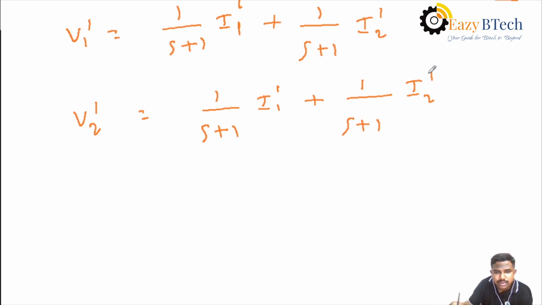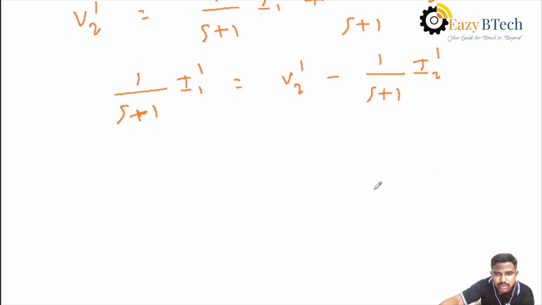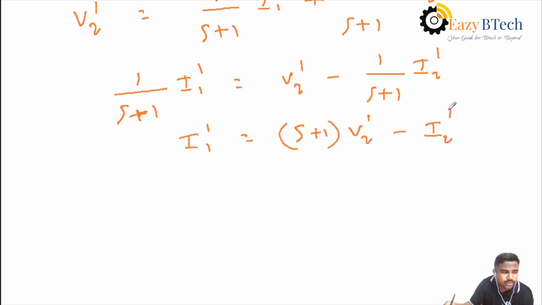Okay. From the first equation or from the second equation also, any equation you can take now to simplify the equations. From that, we require I1 here. That's why you can find out I1 dash, that is V2 dash minus 1 by S plus 1 I2 dash. From that, I1 dash equal to S plus 1 V2 dash minus I2 dash. Okay, here compare with standard values, that is C2 V2 minus D2 I2.